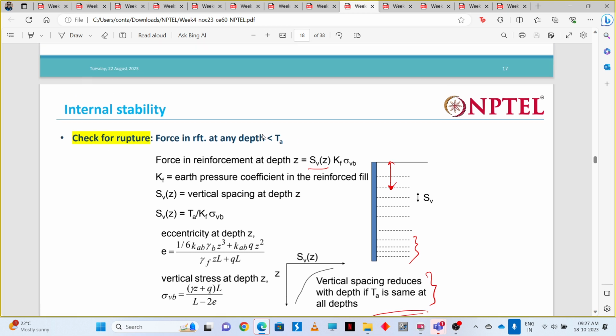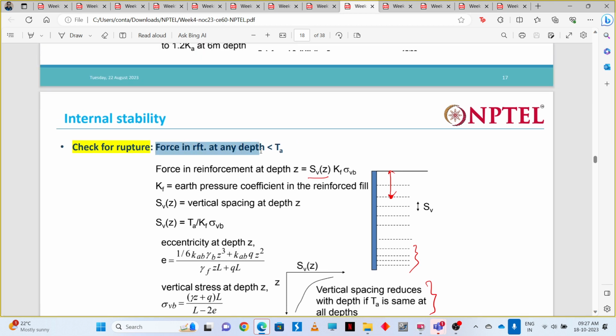Okay, so check for rupture. The force in reinforcement at any depth should be less than the allowable tensile strength of the reinforcement. And if this is not true, then what will happen? The reinforcement is going to break. So you need to ensure that the force in reinforcement at any depth is always less than the allowable tensile strength of the reinforcement. How to get the allowable tensile strength? That is the ultimate tensile strength divided by the cumulative reduction factors.